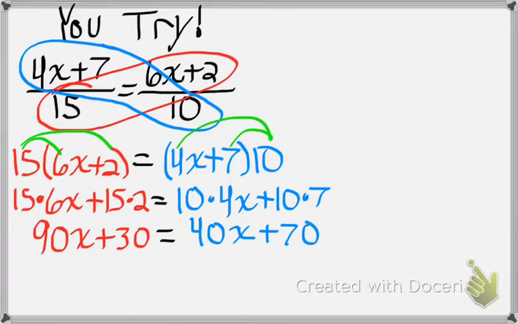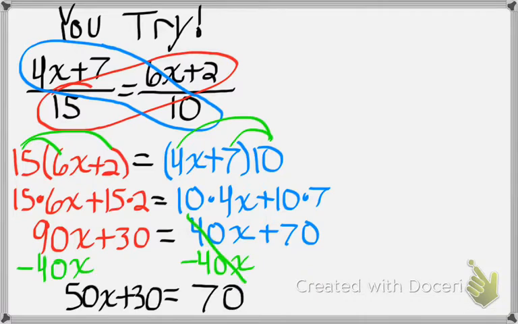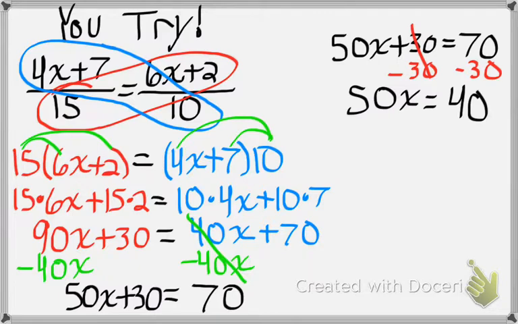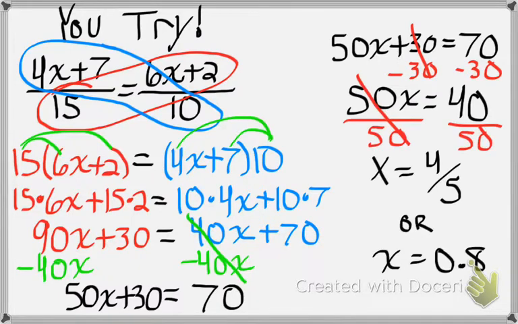So now you have an equation with a variable on both sides, and just use the skills we talked about earlier in this chapter to help you solve that. If you chose to move your x's all to one side first, you'd end up with 50x plus 30 equals 70. So now you have a two-step equation, and solve it from here. And you end up with x equals 4/5 or x equals 0.8, depending on what format you wanted your answers in.